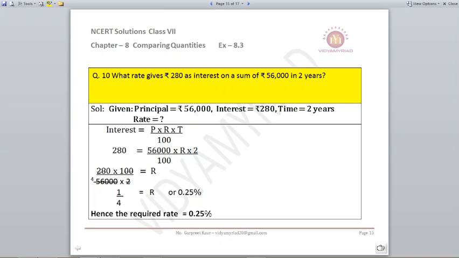Take everything on the other side and keep R on your right only. Reduce it to its lowest term. You will get a fraction of 1 upon 4, which can be written as 0.25%. So the required rate is 0.25%.